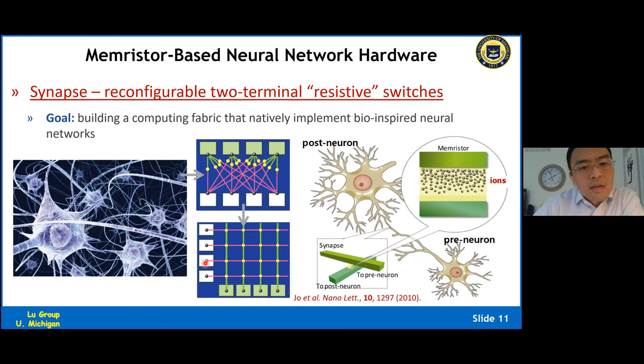Here, these are your input neurons, and these are your output neurons. Each input neuron can be connected to an array of output neurons and vice versa. They are connected through these reconfigurable connections of memristors, or RM devices. And you can change the resistance of these RM devices based on the spikes you apply to the network.